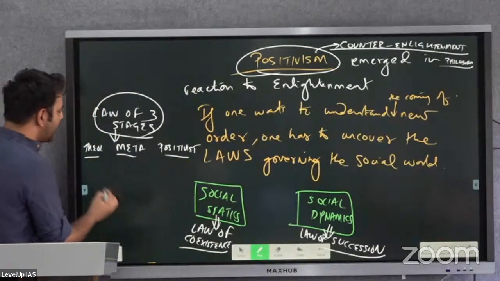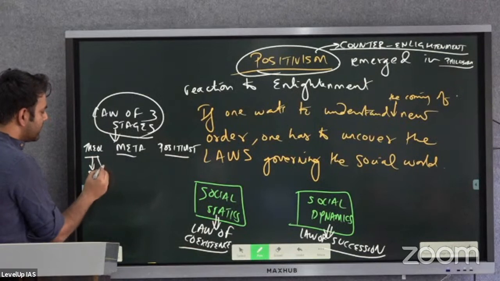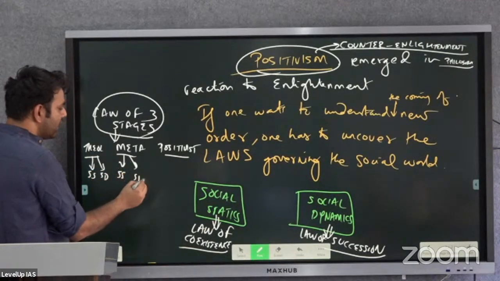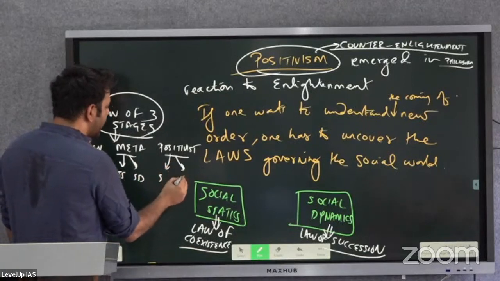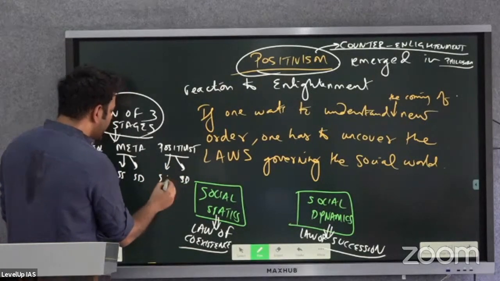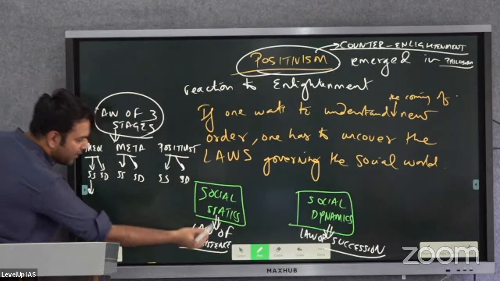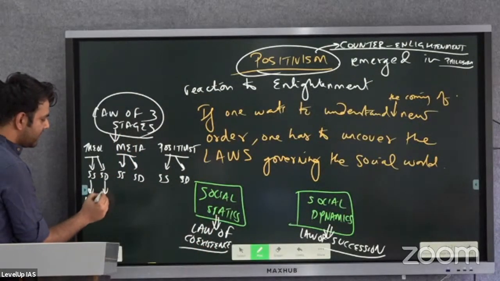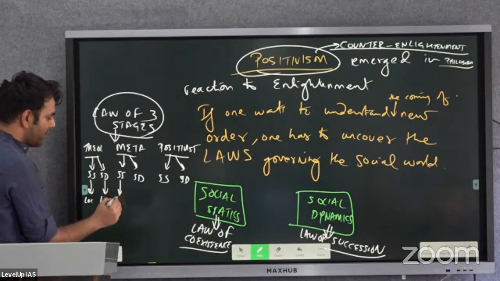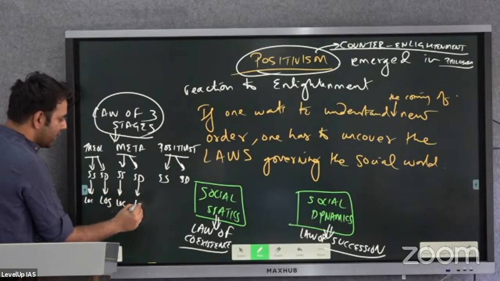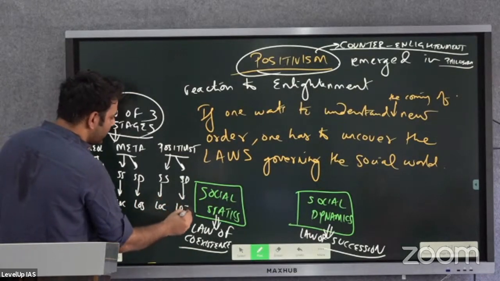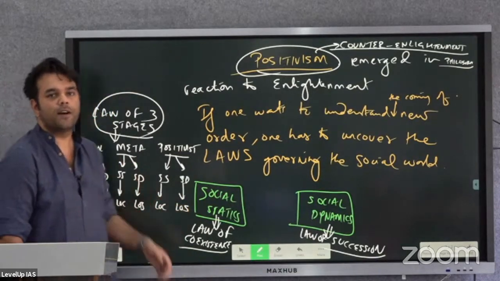In every stage, we have social statics, social dynamics, social statics, social dynamics. Social statics runs by the law of coexistence. Social dynamics is by the law of succession. Law of coexistence, law of succession. This is what Auguste Comte did.